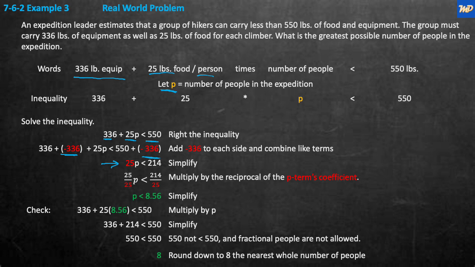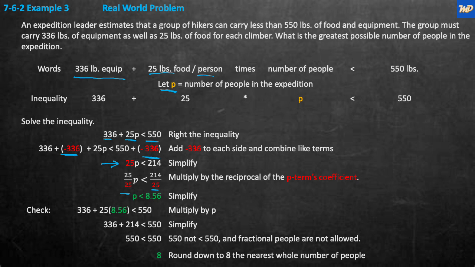We have 25 pounds per person, but we're trying to solve for persons, not for the weight of food or anything. So we have to get rid of the coefficient. The coefficient of the variable is 25, so we multiply by the inverse, 1 over 25, which is the same as dividing by 25. We divide both sides by 25 to get the p term by itself, and we end up with p is less than 8.56. Well, how many people is that?